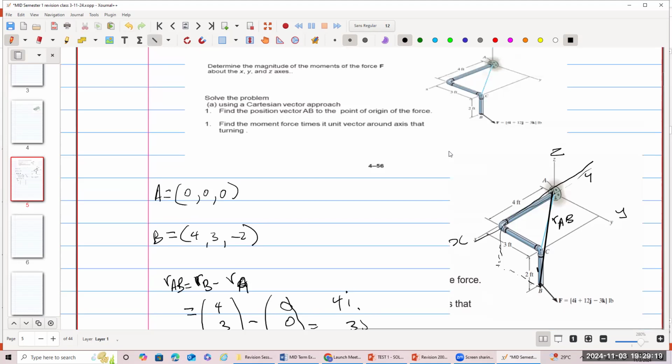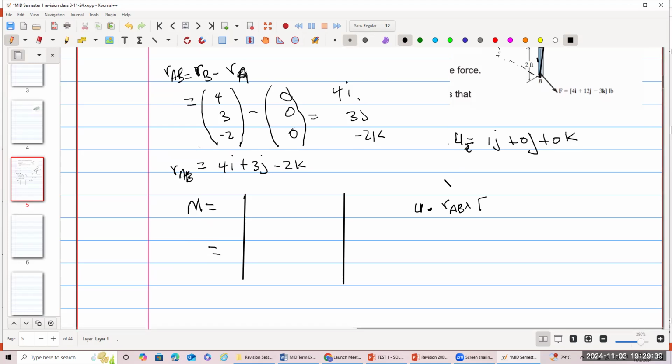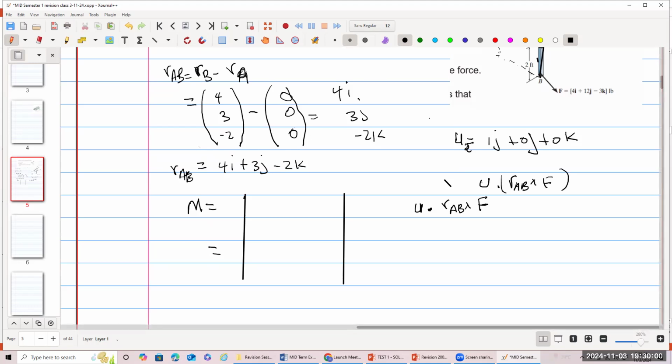Did I rewrite the formula as I was supposed to? I didn't rewrite it. So we're finding u. So it's u times, you're adapting it, times r a b times F. Right? So you're getting a scalar value for that. It's a triple product. So it's u dot r a b times F. All right.